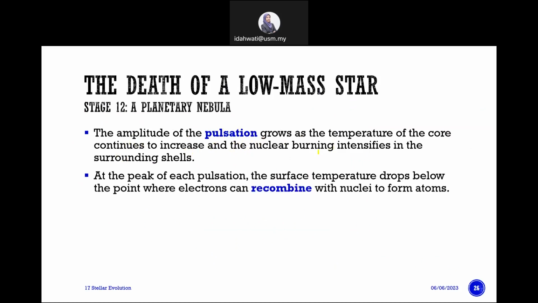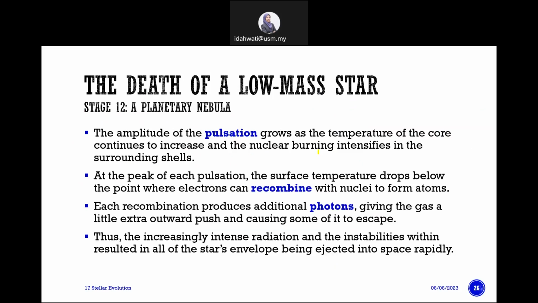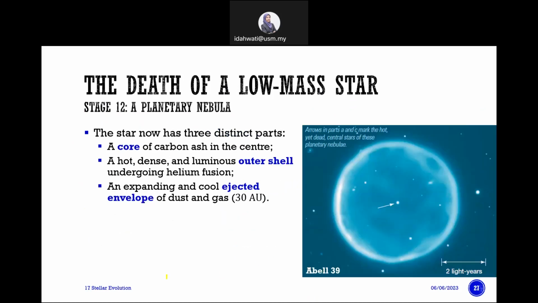Okay, so it explains about the recombination. At the peak of each pulsation, each recombination produces an additional photon, so it will increase the radiation and also result in instabilities. Okay, so the star now has three distinct parts: a core, an outer shell, and also the ejected envelope.